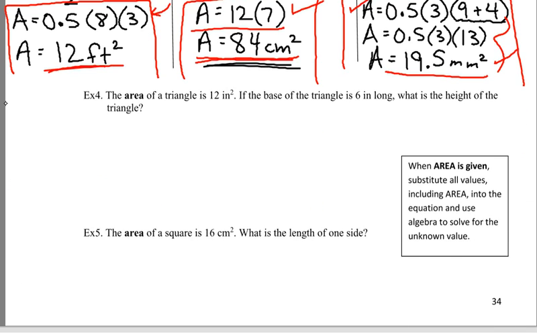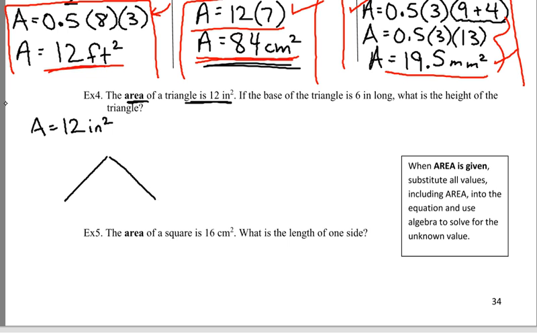Now we can get some situations where you have to think a bit. If we take a look at example 4, the area of a triangle is 12 inches squared. If the base of the triangle is 6 inches long, what is the height? Well, when you read that, hopefully the first thing that jumps out at you is the fact that area is given. It tells us the area is 12.